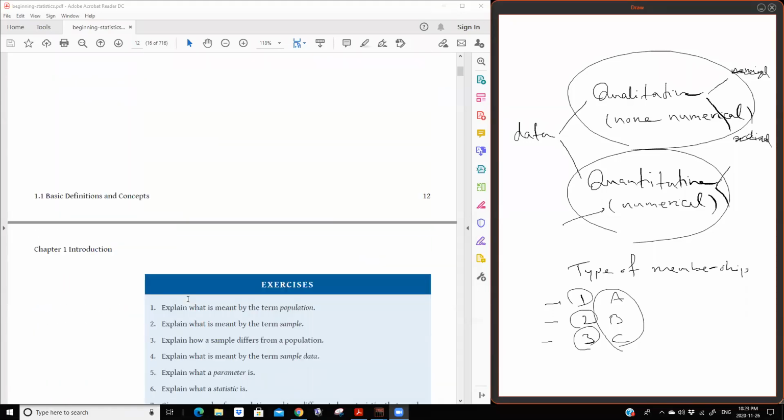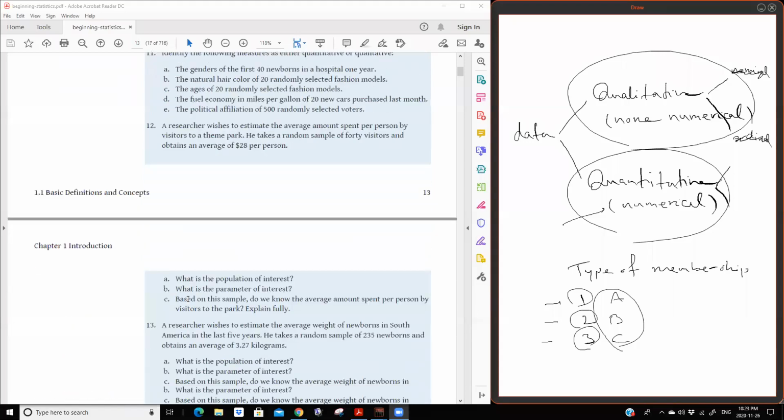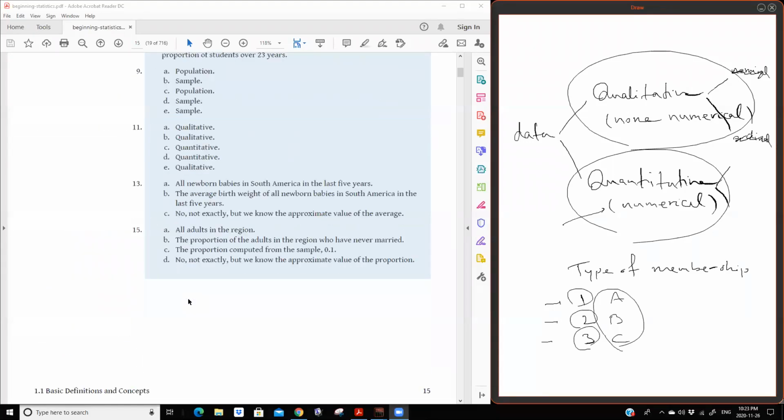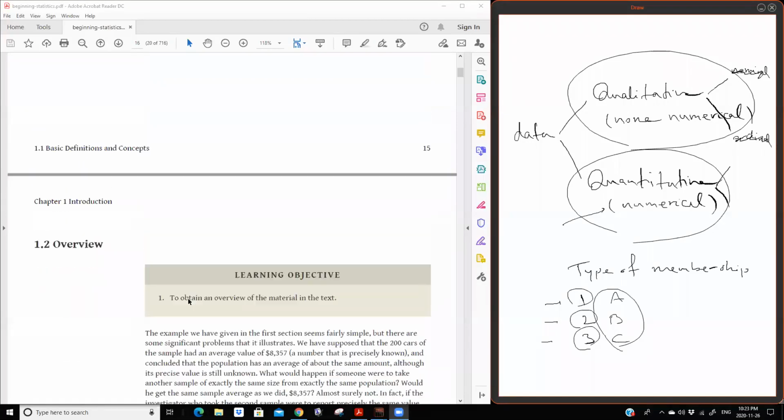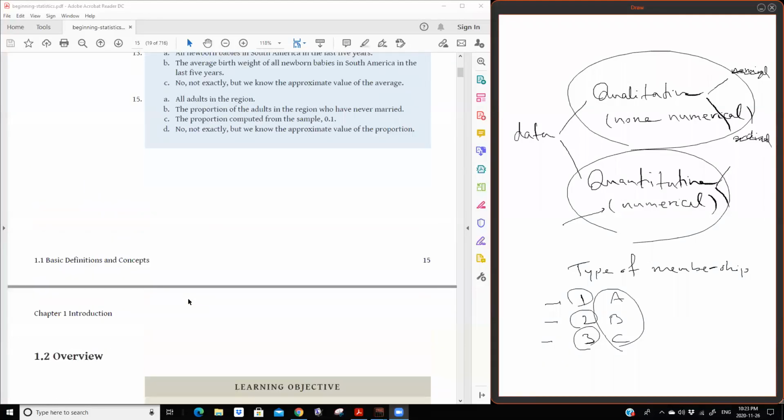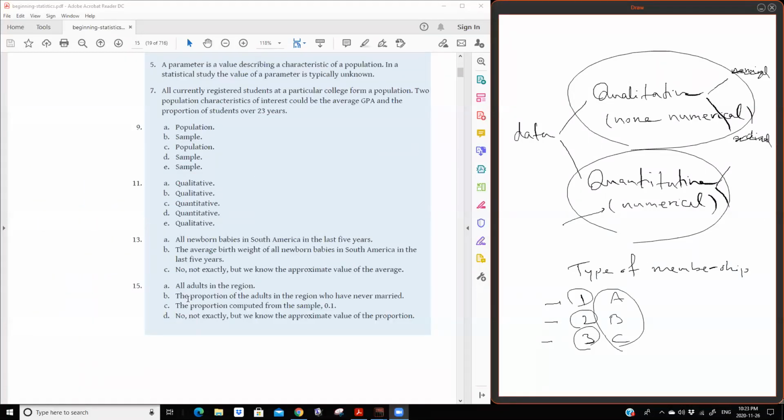Okay, so that was chapter 1 of the book. Here you have some exercises. I'm not going to check whether you do them or not, but you'd better do them, because for your final exam, I'm going to use these exercises along with the exercises from Khan Academy.